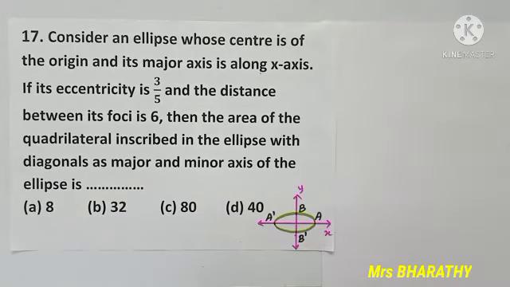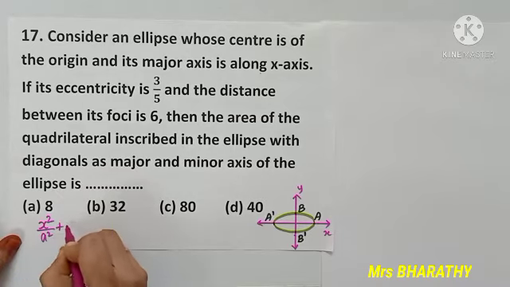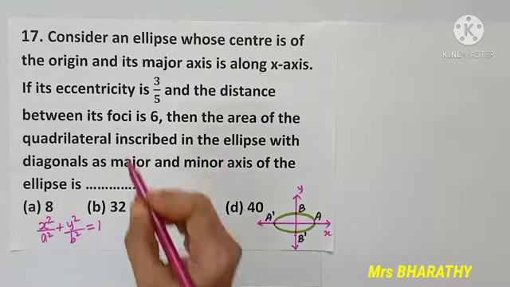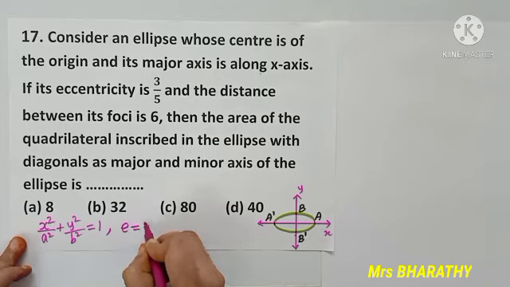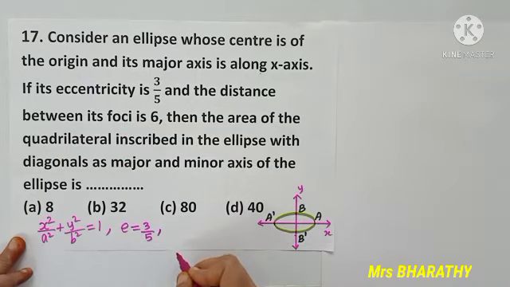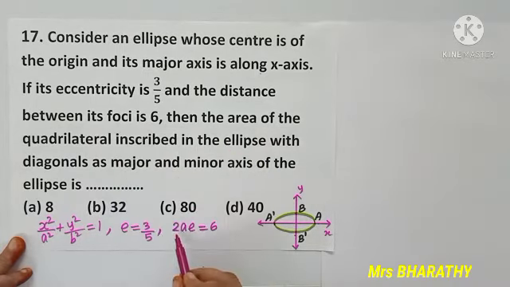Question number 17. Consider an ellipse whose center is at the origin and major axis along x-axis. Sooner I read it, I remember the ellipse equation is x square by a square plus y square by b square equals 1. Eccentricity we call E, it is 3 by 5. Distance between the focus is 2AE, which is given as 6.